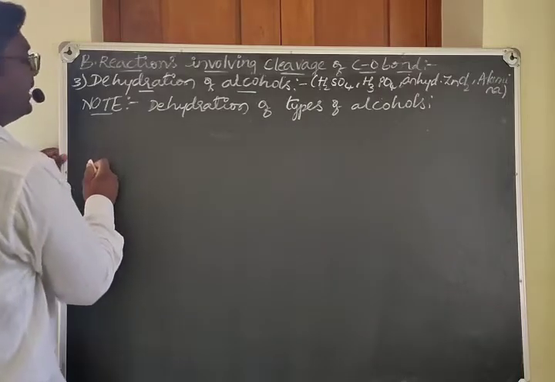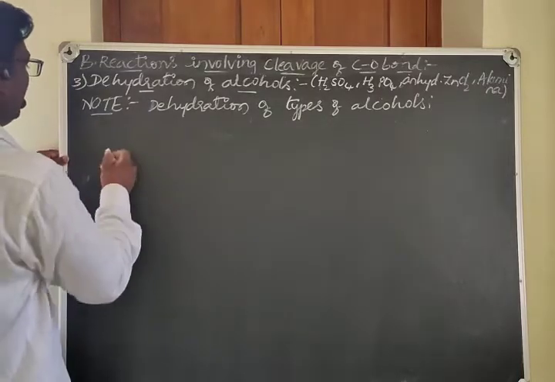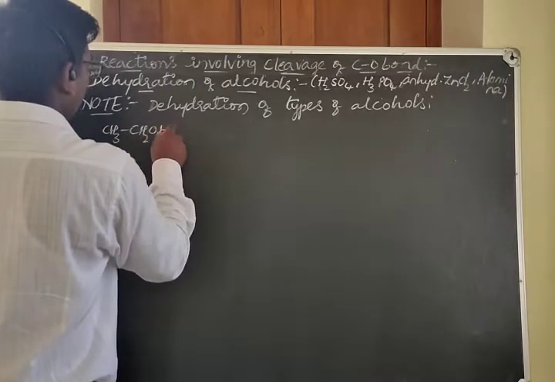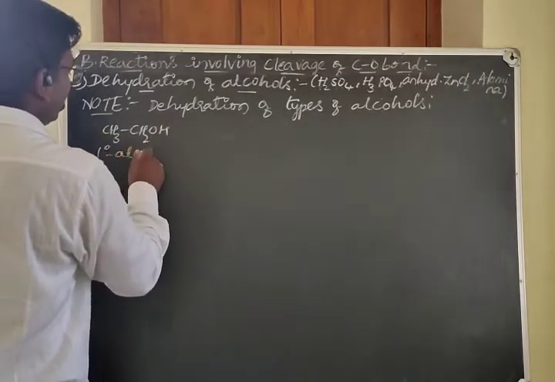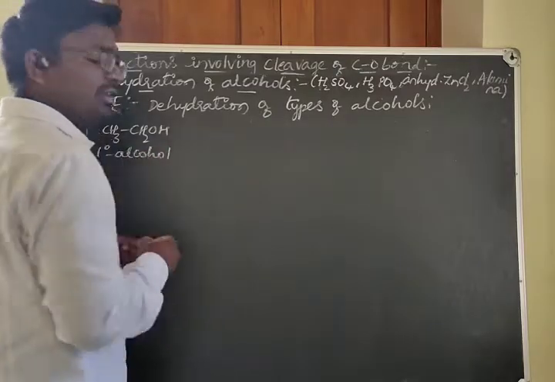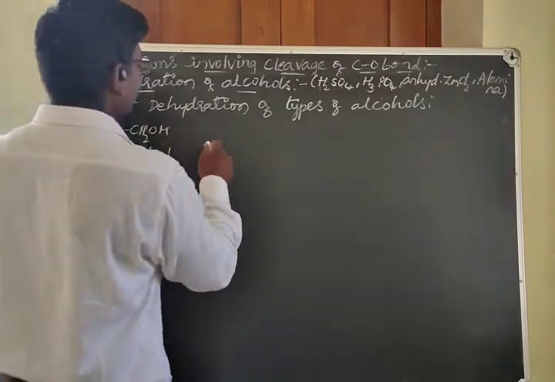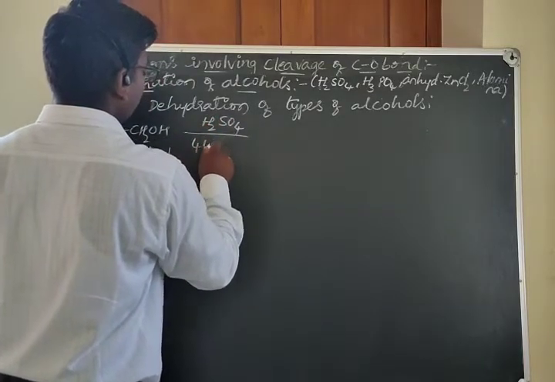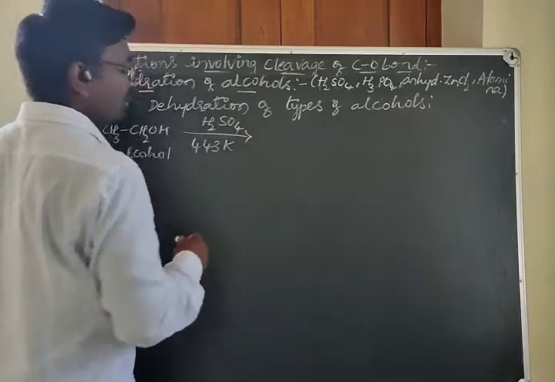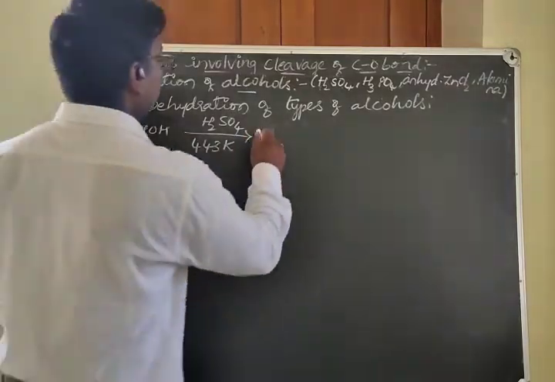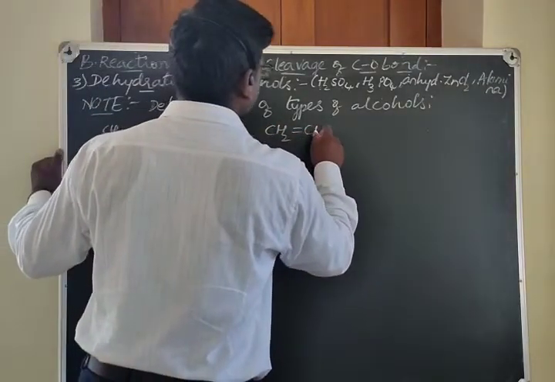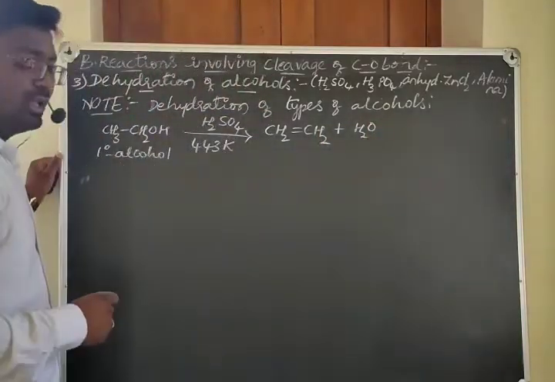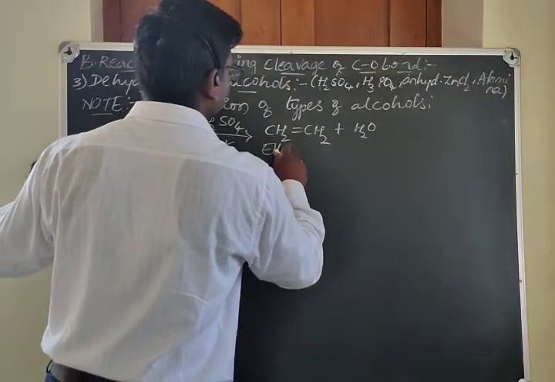Let's consider the dehydration of a primary alcohol. Take CH3CH2OH. This is a primary alcohol, and we have seen how it undergoes the dehydration reaction with H2SO4 at 443 Kelvin. It results in ethene, that is an alkene, and the byproduct is H2O.